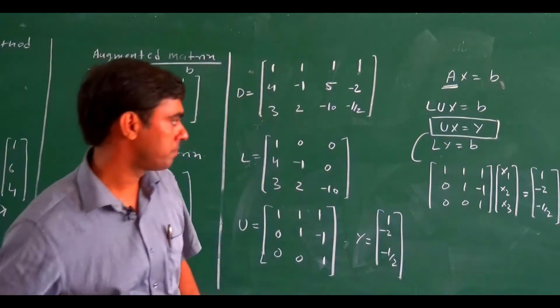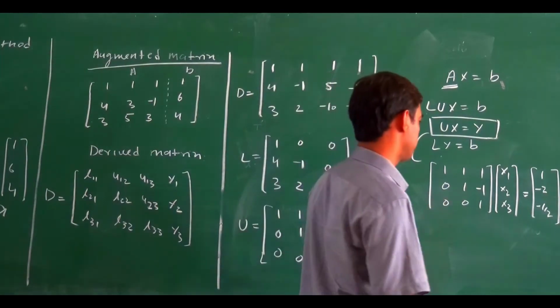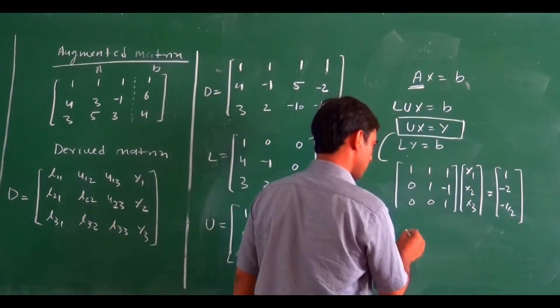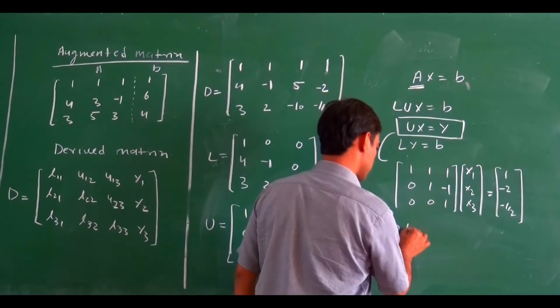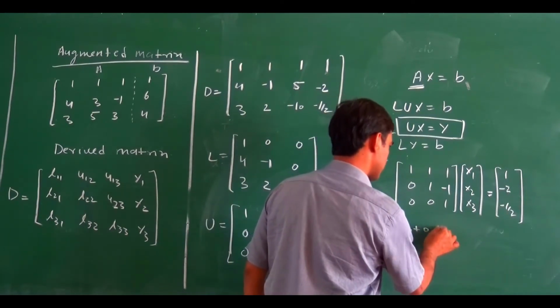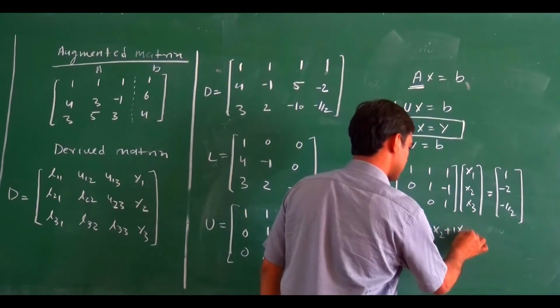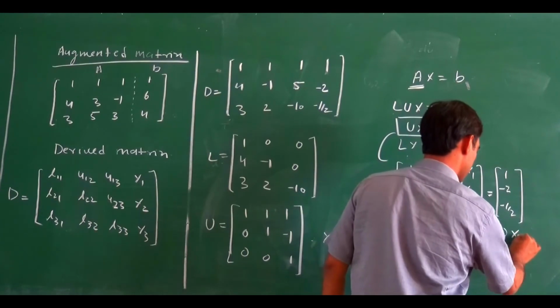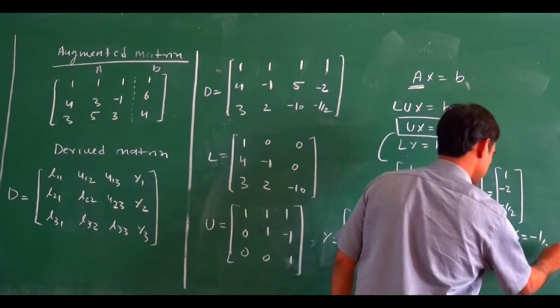We perform backward substitution. It means first we multiply the third row with this column: 0 into x1 plus 0 into x2 plus 1 into x3 equals minus 1 by 2. This implies that x3 equals minus 1 by 2.